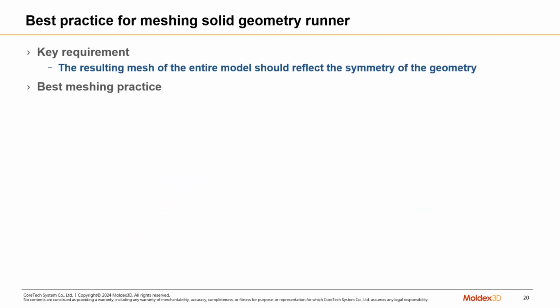So what are the key requirements, right? Best practice for meshing solid geometry runner. The resulting mesh of the entire model should reflect the symmetry of the geometry. So that's what we want. When we are trying symmetry, we want to make sure that whatever quadrant or half of the mold we are considering is exactly symmetrical to the opposite side. Even the cooling lines, right? We want to make sure that the cooling lines, or if you are using elastomer rubber material, the heaters, are exactly aligned. So that is also important. Not just the runner and the part need to be symmetric and oriented symmetrically, but also the water lines need to be symmetric. So please make sure that is symmetric, and you are considering the half or the quarter based on that.